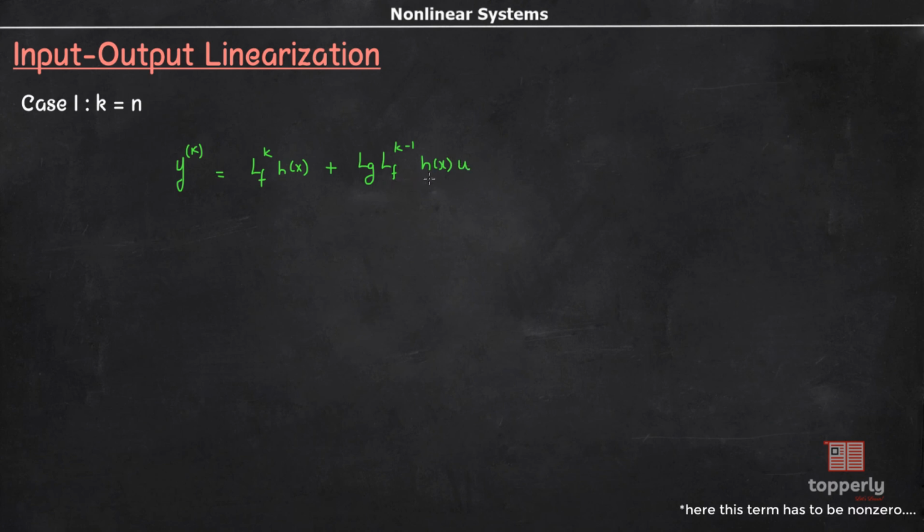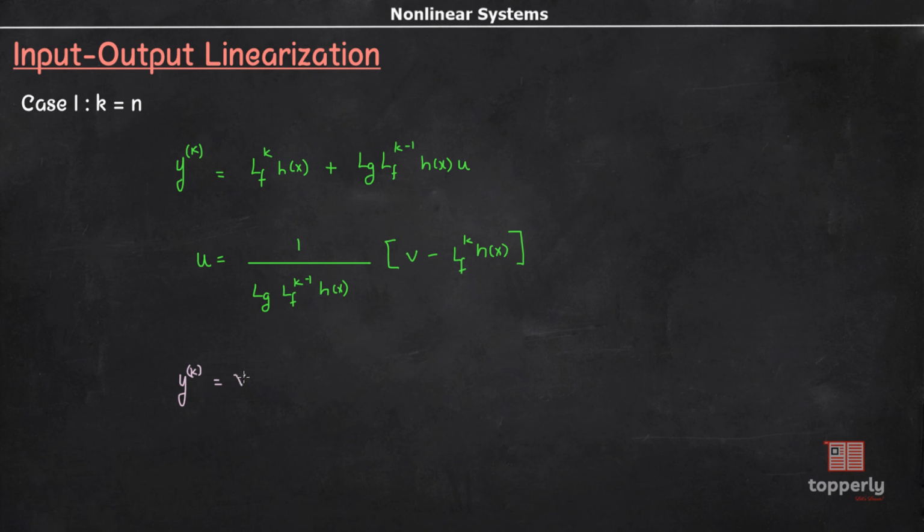Here this term has to be non-zero, as we had assumed that the relative degree of the system is k, and therefore the input u has to be present in the equation. Now that we have input u present in the output equation, we will choose u such that it cancels out the non-linearities present. So if we choose u equal to 1 by Lg Lf^(k-1) h(x) times (v minus Lf^k h(x)), and plug this u into this equation, the input output map reduces to the kth derivative of y equal to v.